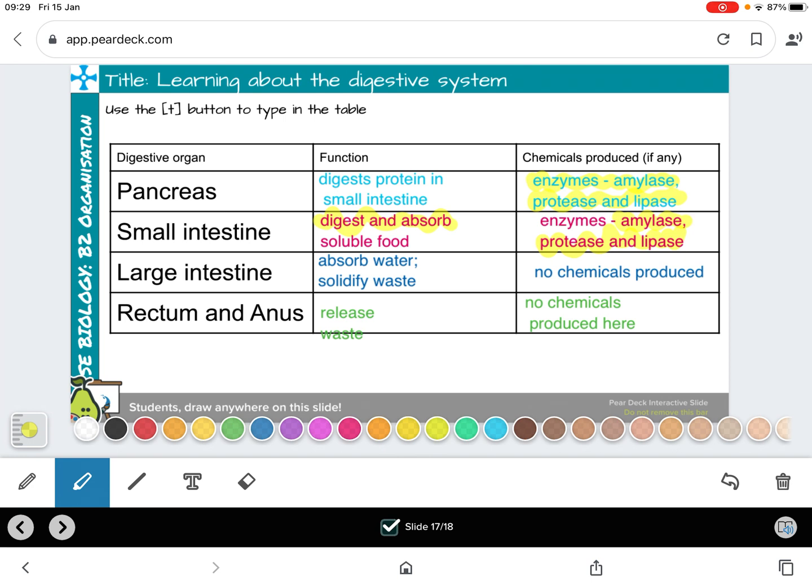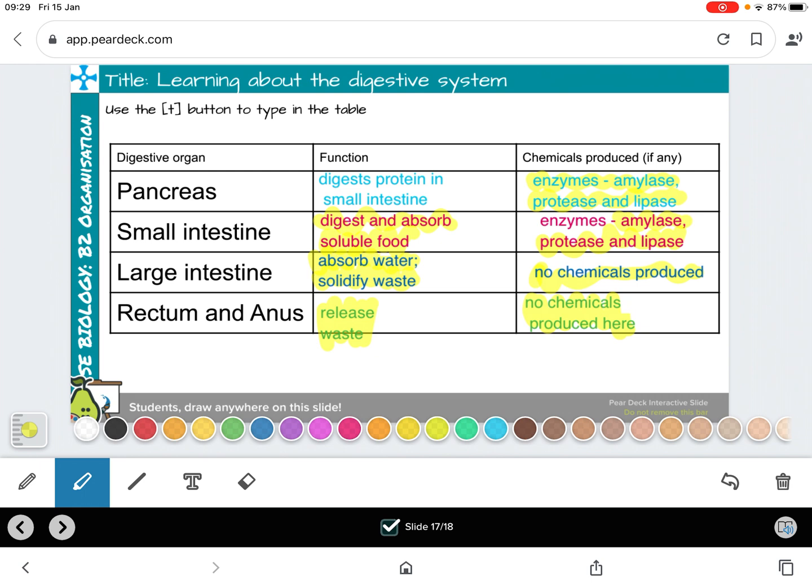Once that has happened and all these tiny molecules are made, they will then be absorbed into the bloodstream. So they will pass through the wall of the intestine into the bloodstream, and then they'll move around the body. The large intestine absorbs water, which will then solidify the waste so that you can poo it out. No chemicals produced here. And the rectum and the anus's job is to release waste, to get rid of all those waste products. And again, no chemicals are produced here.